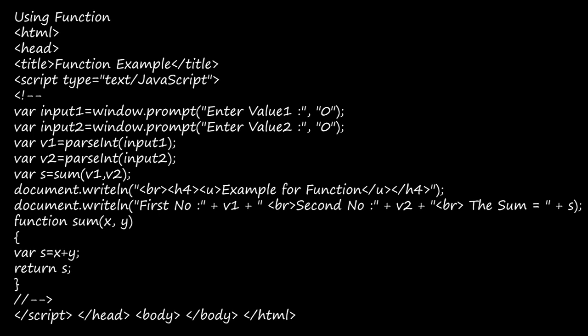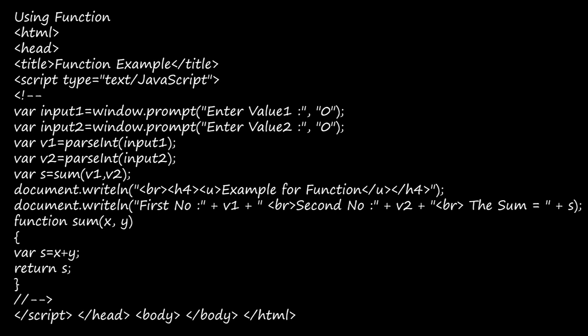Here if you see, variable s is equal to sum of v1 comma v2, right? So you have to give the function definition for this sum inside this program, right? So here if you see, function sum of x comma y, right? And inside the bracket, variable s is equal to x plus y, and return s. So the value of s is x plus y, and this value will be saved in s, and return s. Okay, so this is the function body, and it is ended with the close bracket, right?